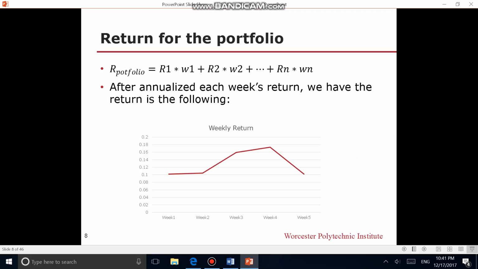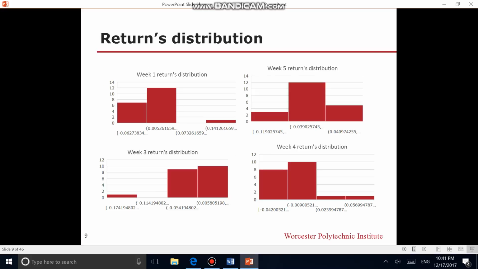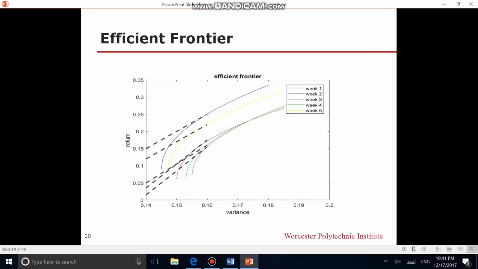And we calculate the return for the portfolio. We use each asset's return times its weights to calculate the portfolio's return. The portfolio returns show an increasing trend with a decrease on week 5. And we do returns distribution for different weeks. Some of the assets have negative returns, but some of them have positive returns.